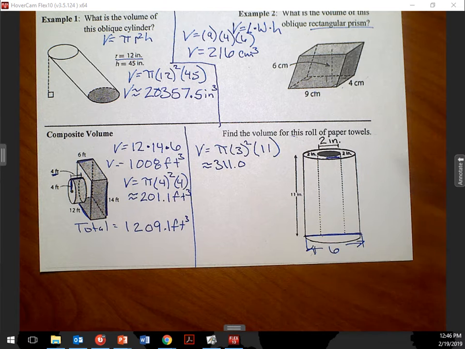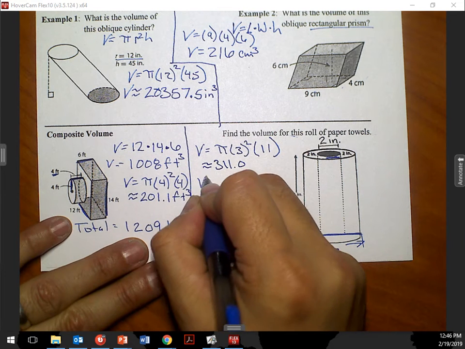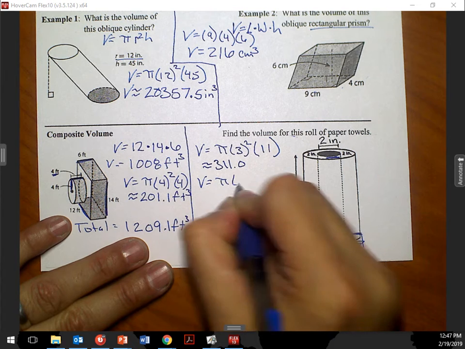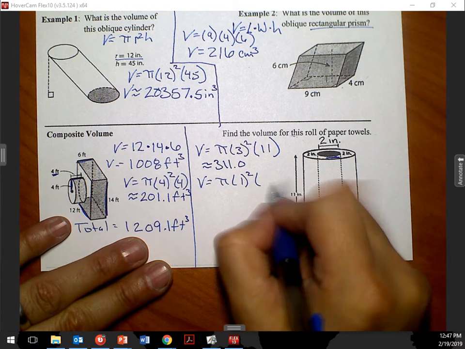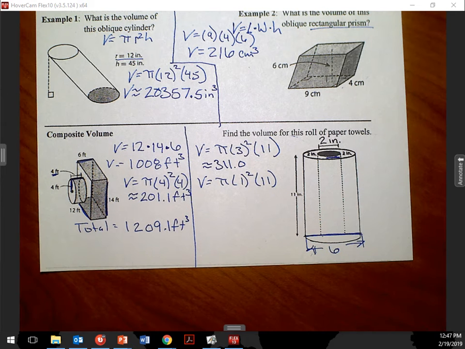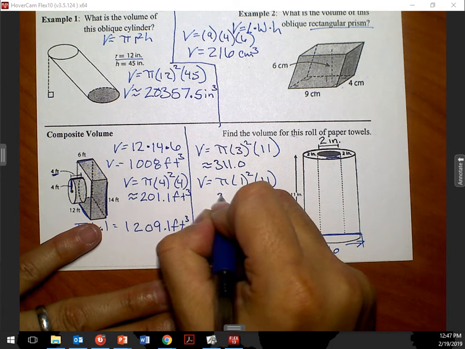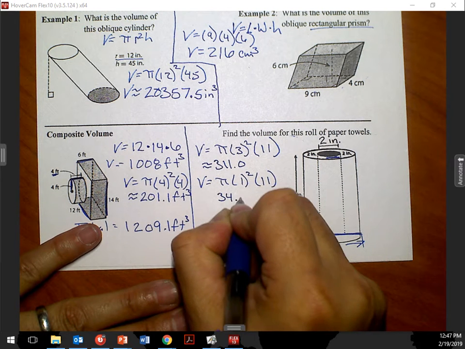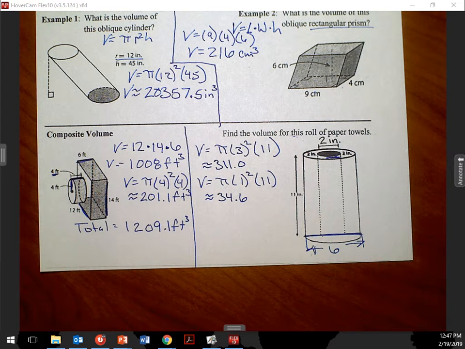What's the radius of the small cylinder? 1. Very good. So the volume would be pi times 1 squared times the height, which is 11. 34.6. Now, to figure out the total, what would I do?